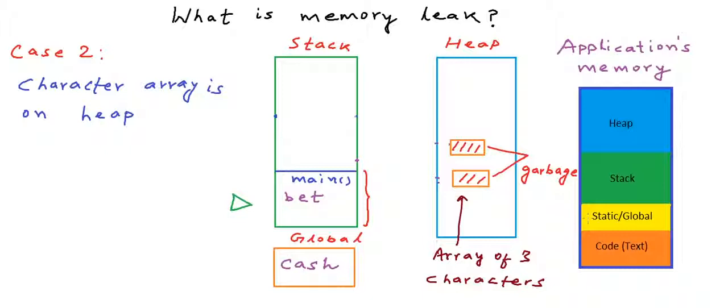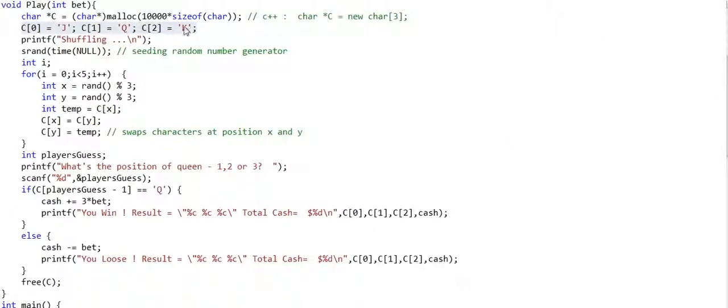In this example, we were creating an array of 3 characters on the heap. What if we were creating an array of 10,000 characters and not freeing the memory after we were done using it? At the end of the function, the memory consumption would have shot up like anything. Coming back to my code here, I have created a character array of size 10,000. My logic would not change. I'll just use the first 3 positions in the array.